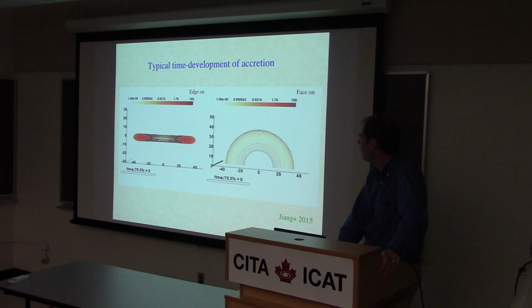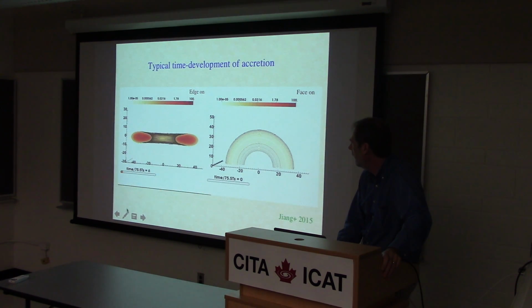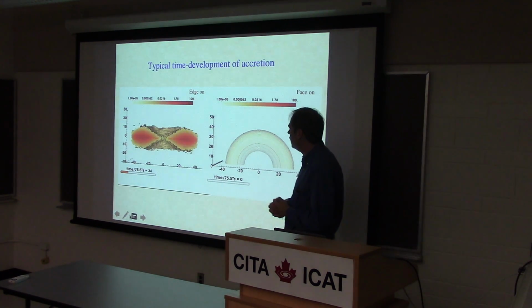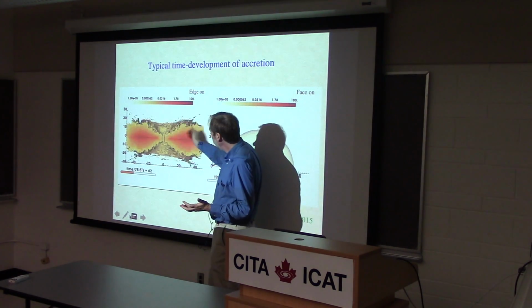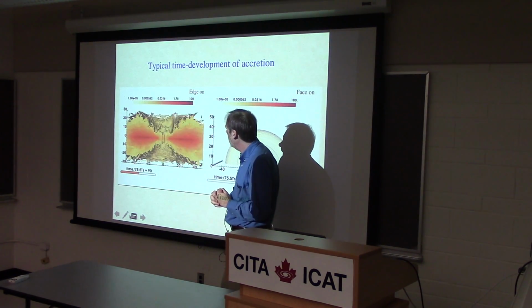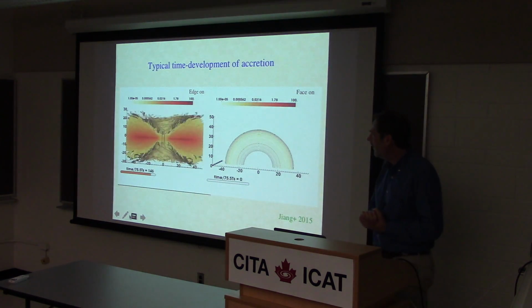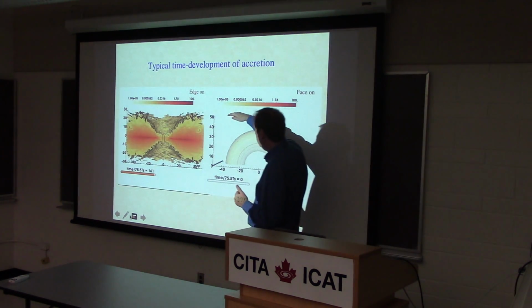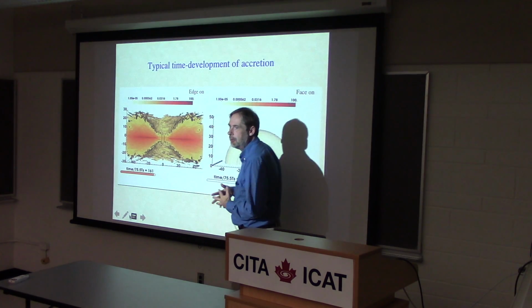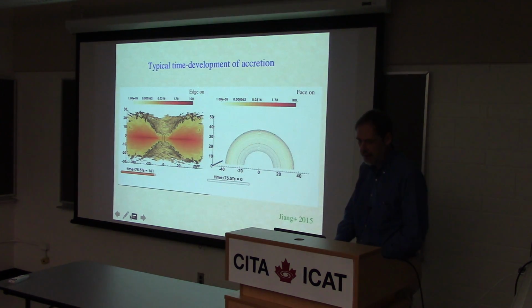So first of all, these calculations start with a bound torus of plasma. This is a poloidal view of the disk. It's got a weak magnetic field initially, so it goes MRI unstable, generates turbulence, and you get this inflow of matter, and you see the outflow of matter at higher latitudes, in part driven by MHD, in part driven by the radiation field.